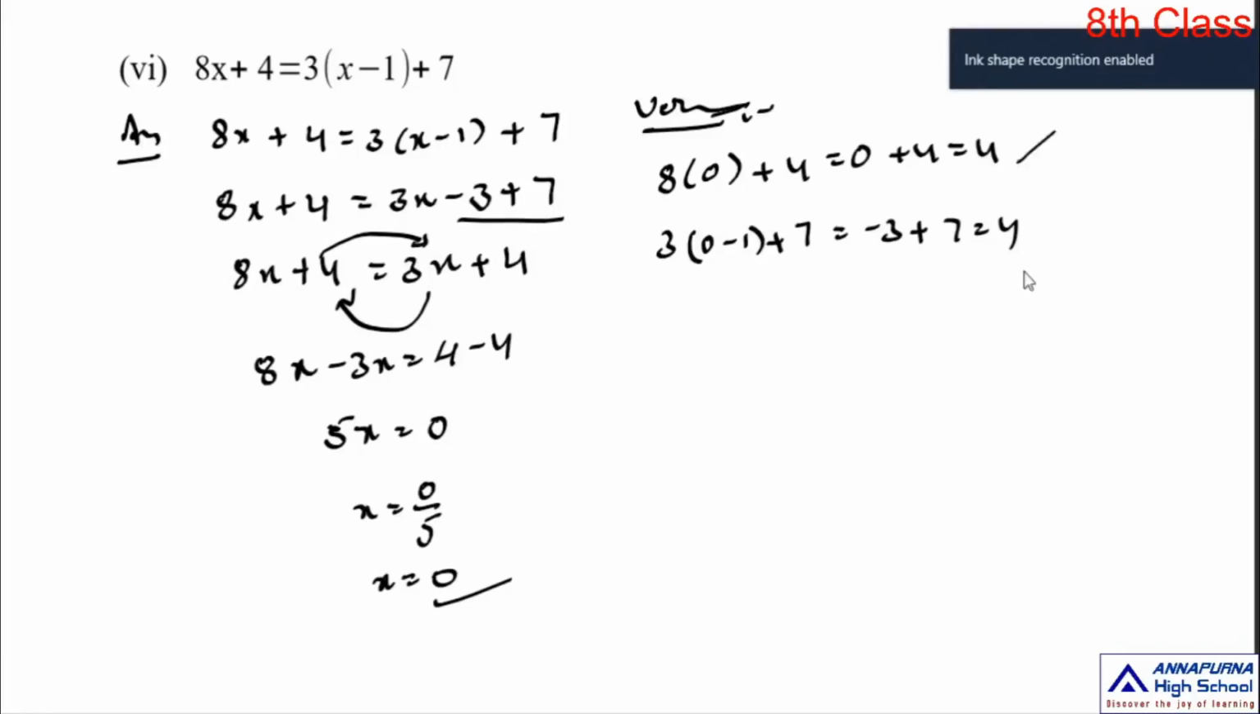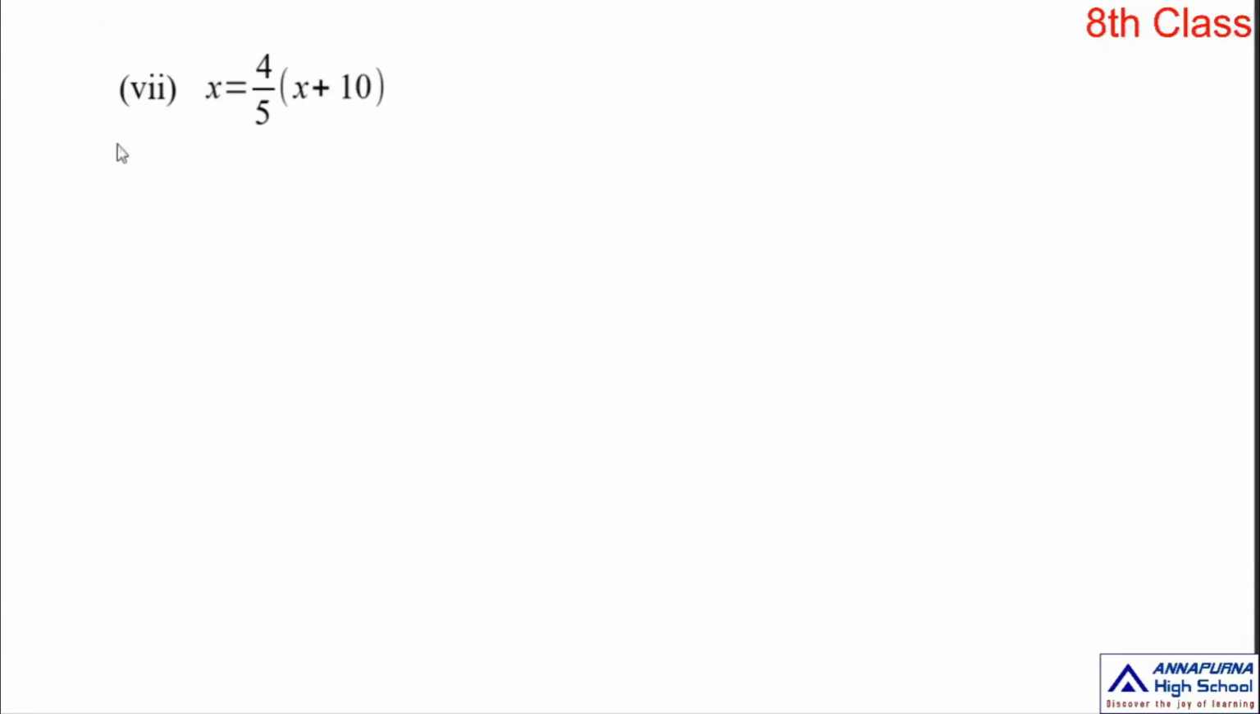So here we get two same results. So x is equal to 0 is the solution of the given equation. Let's come to the next one. Here the next equation is x is equal to 4 by 5 into (x plus 10).